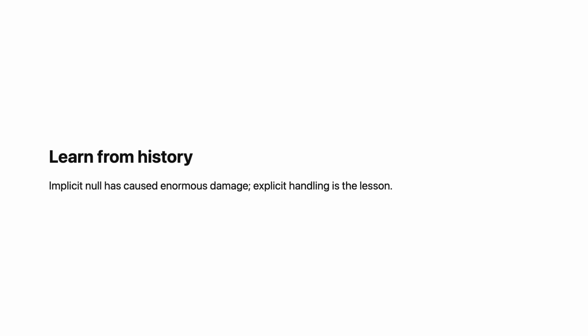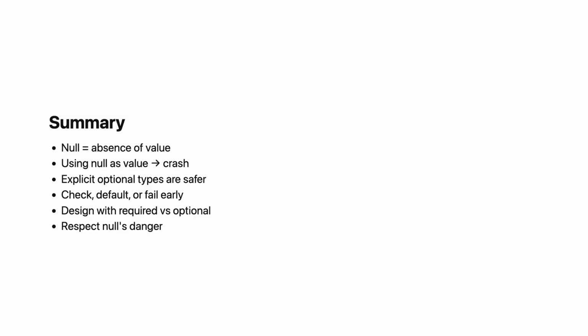Let us summarize. Null represents the absence of a value. It is not zero, not empty, not false. It is nothing. Null is dangerous because using null as a value crashes the program. Implicit null, where any value might be null, hides the problem. Explicit optional types reveal it.